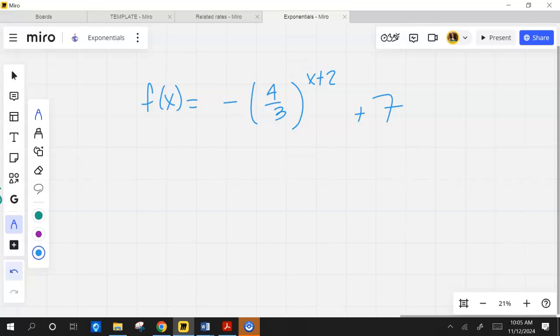All right, growth or decay? Growth. How do you know? 4/3 is bigger than 1. This tells me it's growth. Where is the asymptote? +7. Give me a point on the graph. Perfect. Does it get harder? Doesn't know. We just have to graph it.